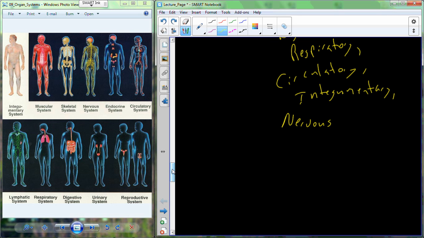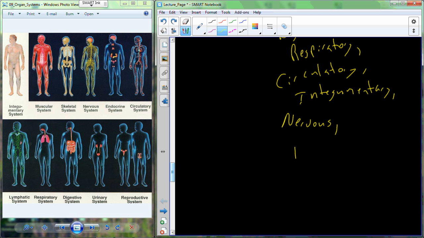which is an electrical coordinator of physiological activity. And so we'll talk about the function of neurons and how we move signals from, say, I put my hand on a hot burner. Why do I pull my hand away so quickly? You don't even really have to think about it. It's all the responsibility of the nervous system.